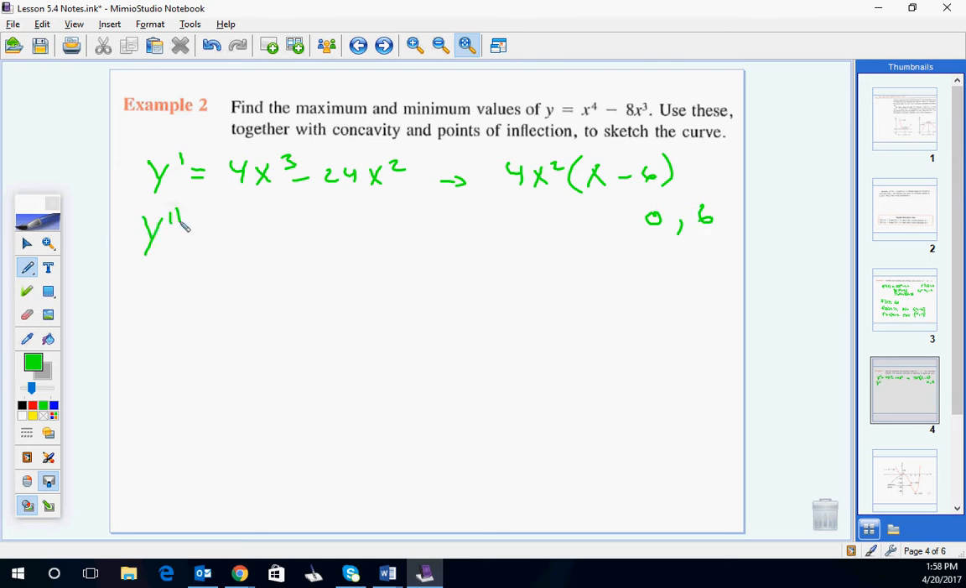So y double prime is 12x^2 minus 48x. Okay, I could factor that if I'd like. 12x gives me x minus 4, which we'll use for our points of inflection, right? So we still plug the 0 and 6 in.